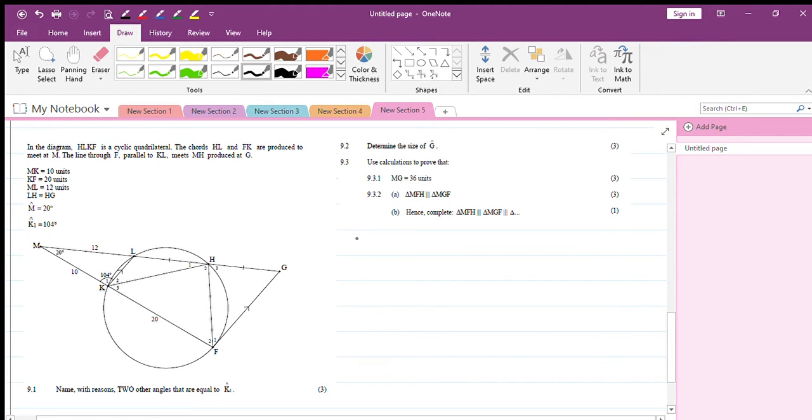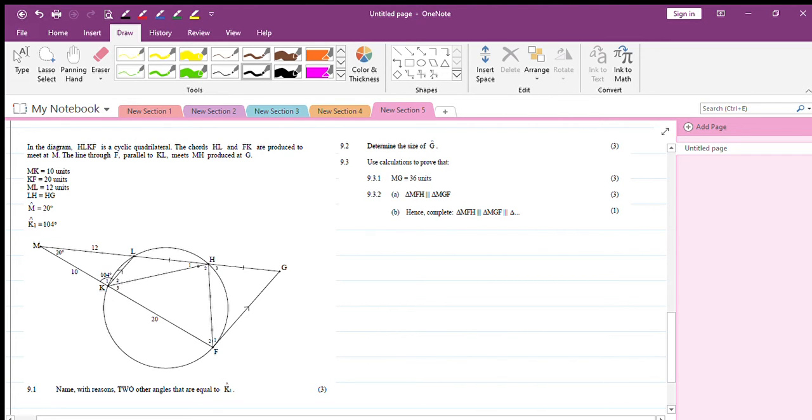The first question: name two other angles, with reasons, that are equal to K1. Where is K1? There is K1. We know that K1 is 140 degrees. So we need to find two other angles that are equal to K1, which is 140 degrees. The first angle that is equal to K1: you can see K1 is an exterior angle of a cyclic quad.